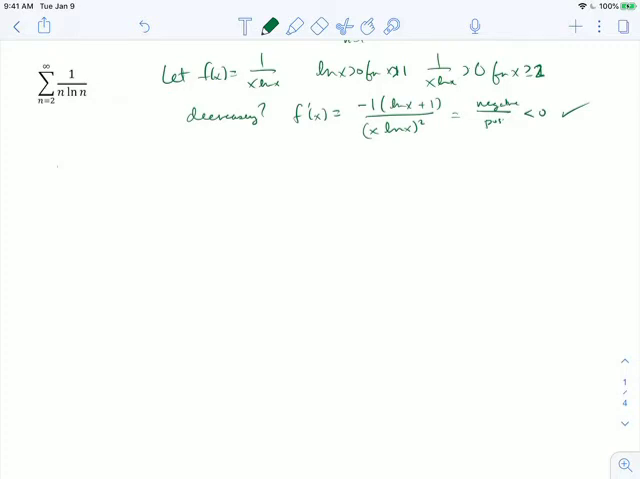So we're going to look at the integral from 2 to infinity of 1 over x natural log x. Hopefully you recall that we need to use a substitution to integrate this. And so when x is equal to 2, u is going to be natural log of 2. When x is equal to t, u is going to be natural log of t.